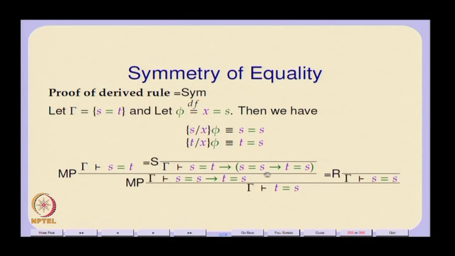So this proof essentially shows that if I take this formula X equals S, then by the symmetry rule and so on, I get S equals S implies T equals S. S equal to S is of course the reflexive rule, and you have got an assumption S equals T, so you can use modus ponens twice to get T equals S, right? So you can actually prove the symmetry, which means you can take symmetry to be a derived rule rather than a basic rule.